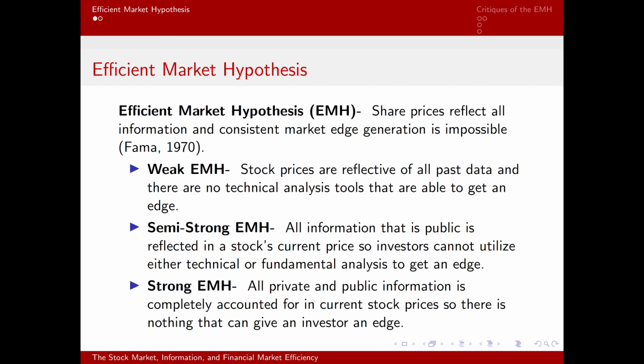And then we finally get to the strong form efficient market hypothesis, which says that all private and public information is completely accounted for in current stock prices, so nothing at all can possibly give an investor an edge. And so the strong form EMH in particular is interesting because it's basically saying that insider trading can also be reflected in the stock's current price. That there are people that know more about the company than others, and even for those people that know more, they still can't get a competitive edge on predicting the market price of the stock. And so that's obviously the strongest form, which is why it's called the strong form EMH.